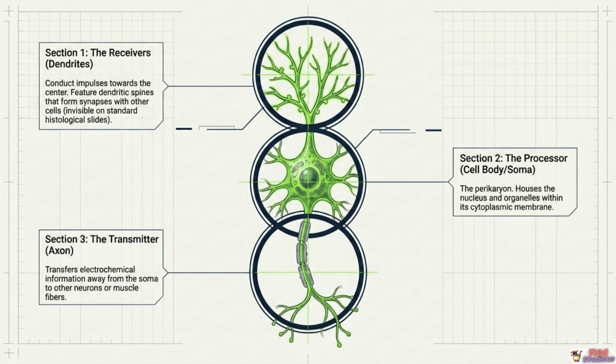Section 2 is the processor, also known as the cell body, soma, or perikaryon. This is the metabolic heart of the cell, housing the nucleus and all the vital organelles within its cytoplasmic membrane. It processes the incoming signals from the dendrites and determines if a new signal should be fired. Finally, Section 3 is the transmitter, the axon. This is a singular, elongated projection that transfers the newly processed electrochemical information away from the soma, delivering the final message to other neurons, glands, or muscle fibers across the body.